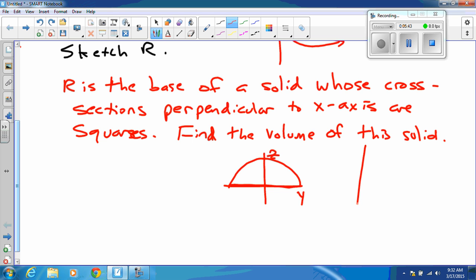If I try to look at it in profile, oh, I'm going to do a bad job with this. You know me in art. It's going to be bad already. So if this is Z, and this is Y, and this is X, which is the standard way of doing this, then the cross sections perpendicular to the x-axis are squares, and I should be able to see something squarish looking out at me. Oh gosh.